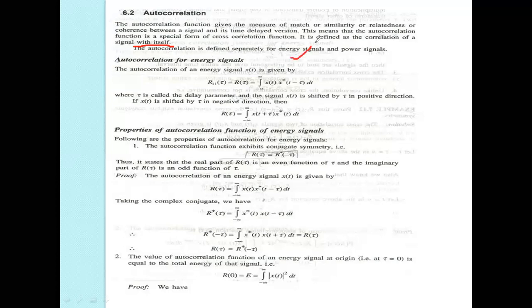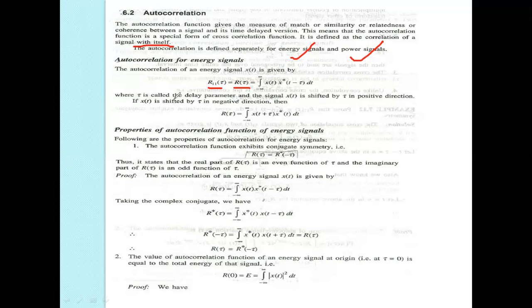The autocorrelation is defined separately for energy signals and power signals. Coming to the energy signal, I wrote R11 only with the same signal. R11 of tau is equal to R of tau, so no need to write the 11. You simply write it as R of tau. R12 of tau denotes cross correlation, and autocorrelation is denoted as R11 of tau or R of tau, my dear students. It is the integral from minus infinity to infinity of x of t x star of t minus tau dt. The equation is the same, but here it is the same signal, so there is no need for x1 of t and x1 star of t minus tau.